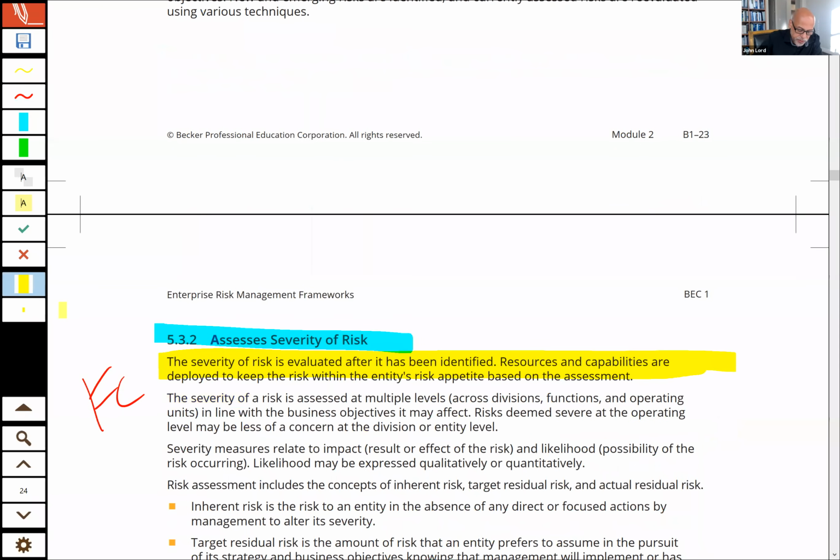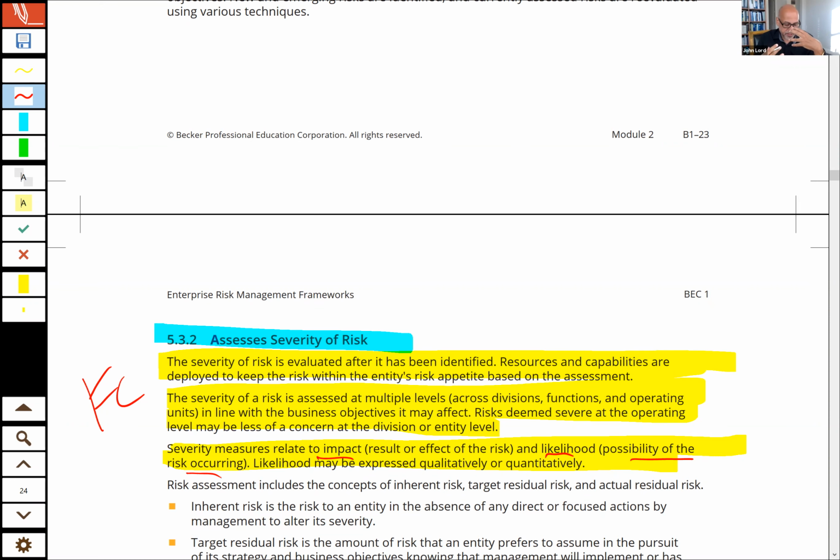The severity of risk is assessed at multiple levels. So cross division, operating units, that's taking that more holistic, what they call portfolio type approach. Okay, severity measures relate to impact. Okay, and we can look at impact as the result of the effect of the risk, but we also look at the likelihood, the possibility of the risk occurring. And we can look at it quantitatively and qualitatively.